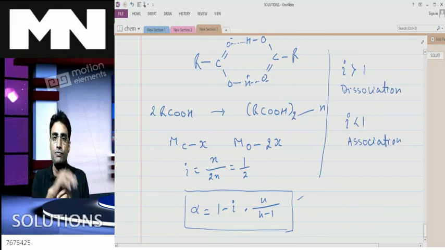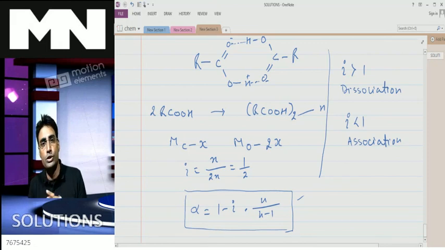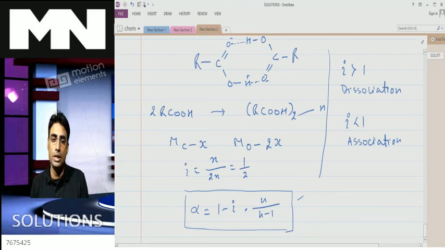So I will write Van 't Hoff factor is equal to the observed colligative property, that is 1.3 Kelvin, which is already stated, upon the one which I have calculated. That will give you Van 't Hoff factor, and through that you can easily calculate the degree of association. Again, in this formula, n stands for the number of molecules which are combining together. If two molecules are combining together, then the value of n is 2. If 3, then it is 3. And this is how you can calculate the degree of association.